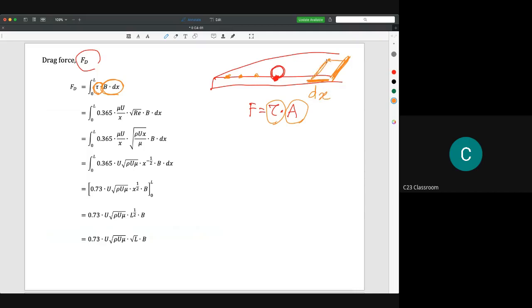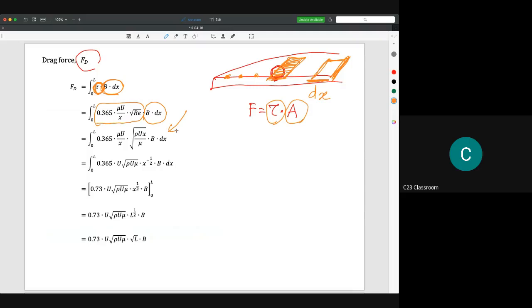So for example, we are calculating the area for this one. Okay, and then we substitute the value of tau here with what we got from the previous calculation, and then we have B and dx here. So this is the important step that you need to understand.